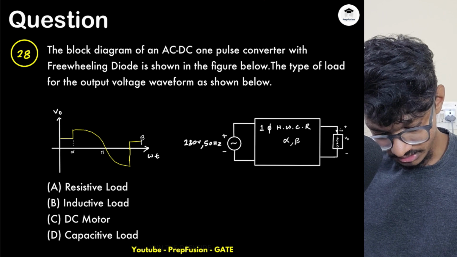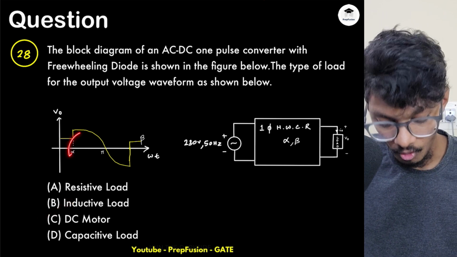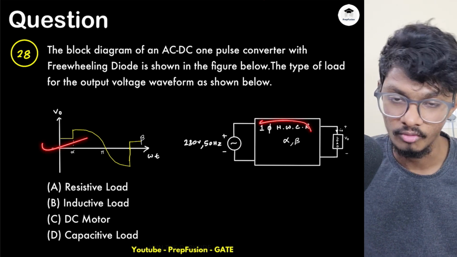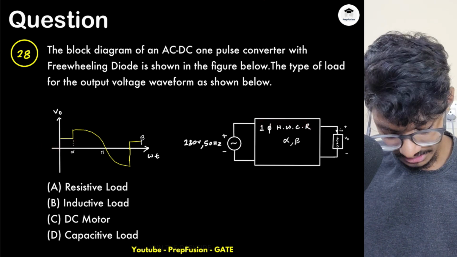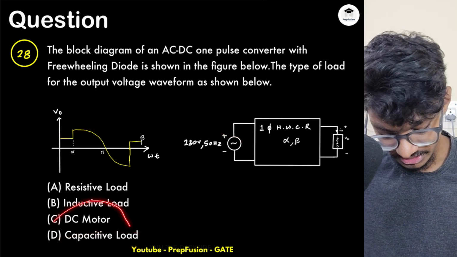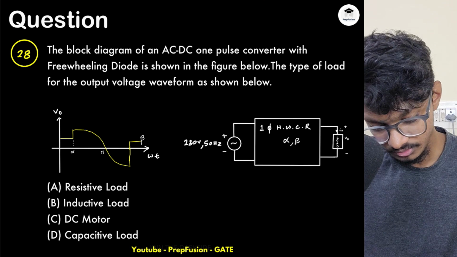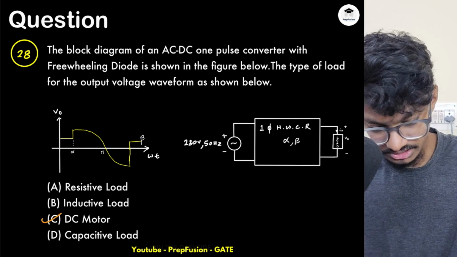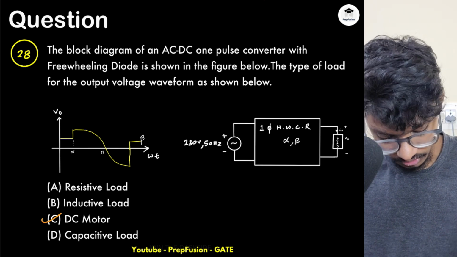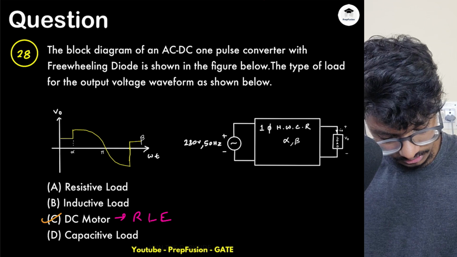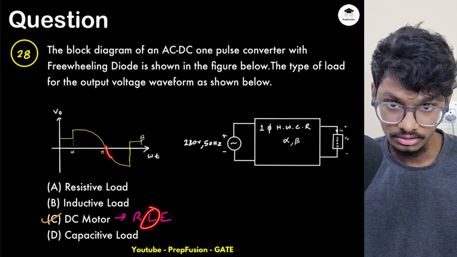If the load was only inductive, it would have always followed the input, it would have kept the device on, but that's not the case. And if it is capacitive, it would have charged to some value and remained there. So a DC motor is the correct one. Why is a DC motor the correct one? Because a DC motor is an RLE load.